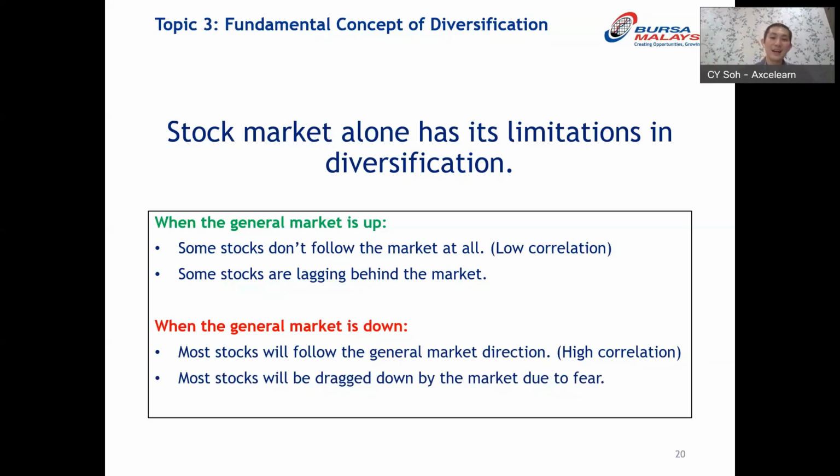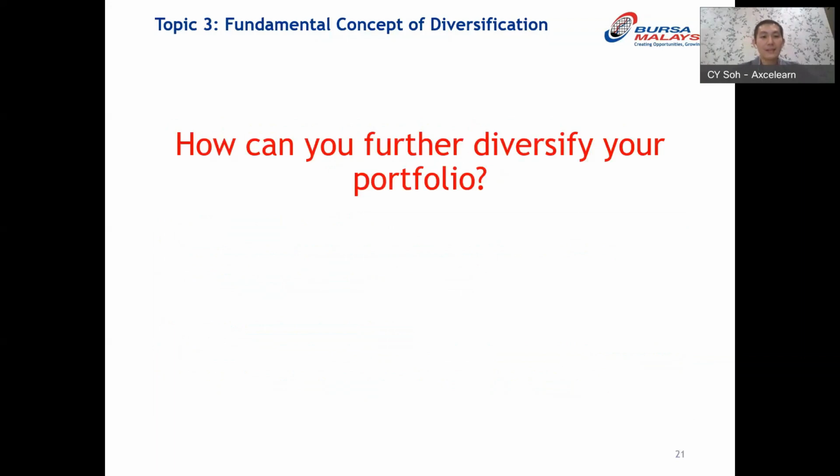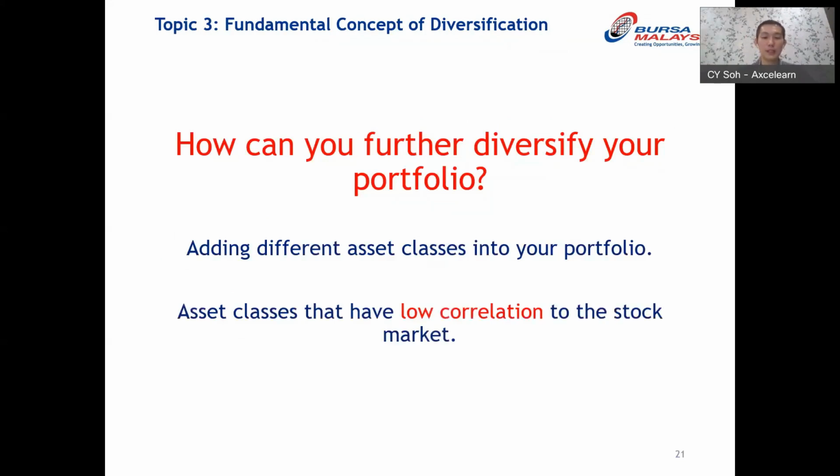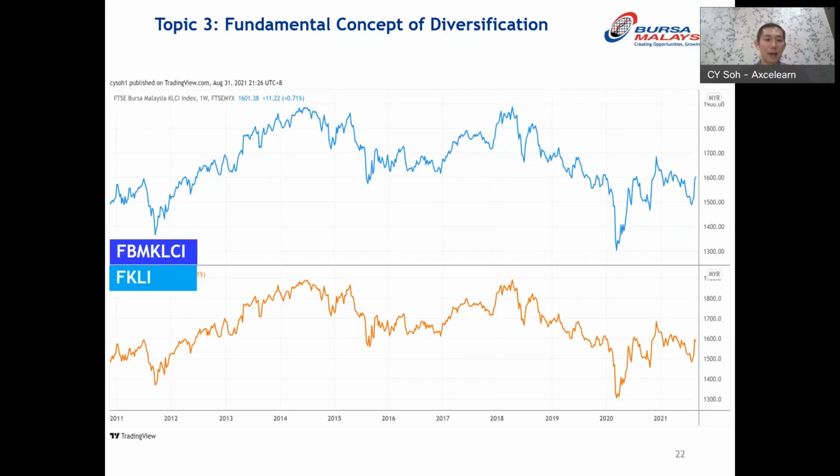Make sense? Now, how can you further diversify your portfolio if you are only investing in or trading stocks, if all your money is only in the stock market? Another thing that you can do as a Malaysian investor or trader is to add a different asset class into your portfolio, an asset class that has low correlation towards the stock market. By that, I guess you probably already know the answer, right? Now let's see by example what we mean by high correlation and low correlation.